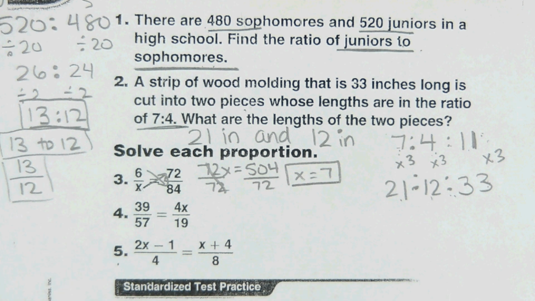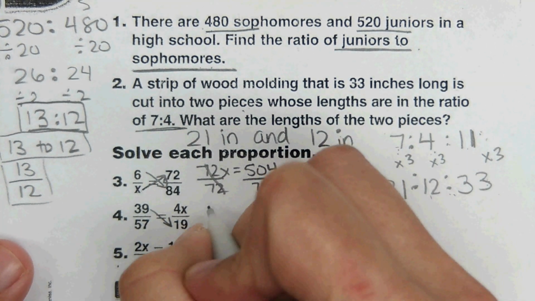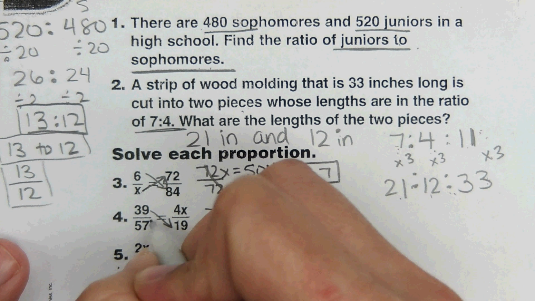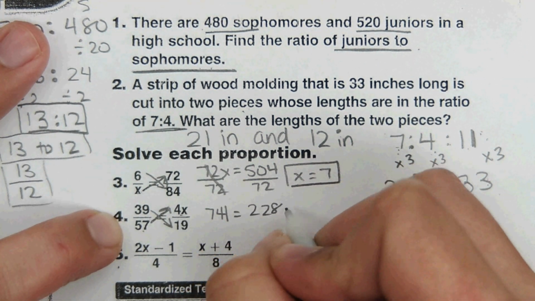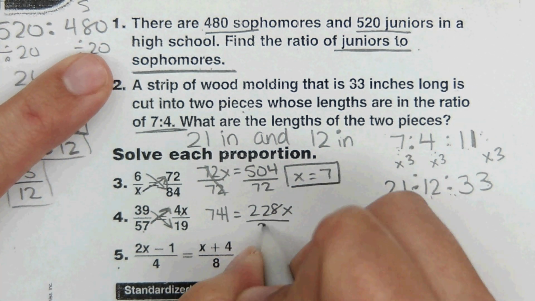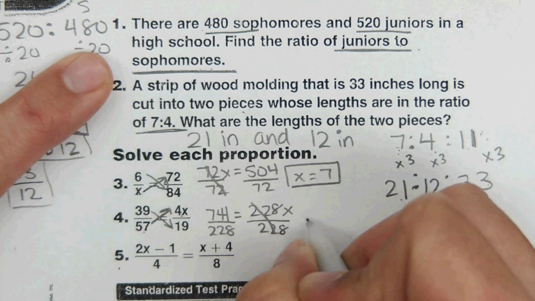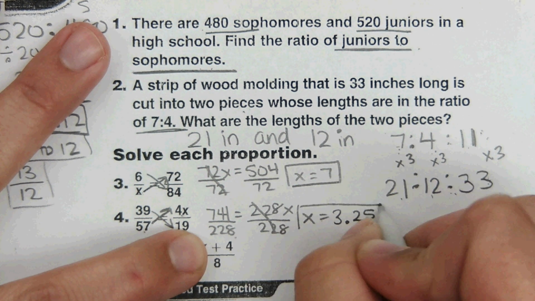Okay, for number 4, same process. 39 times 19, plug that in a calculator, it comes out to 741. 57 times 4x, so 57 times 4 is 228, and just x on there. Then divide both sides by 228. And x equals 741 divided by 228, which is 3.25.